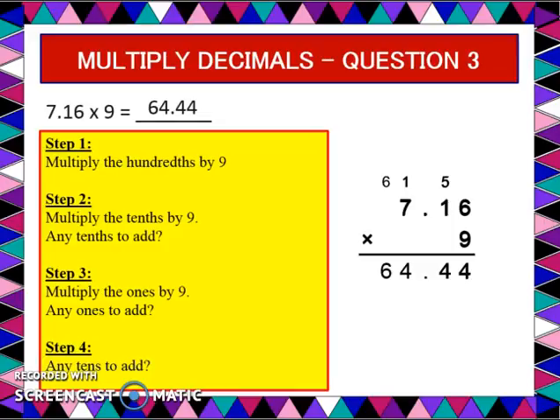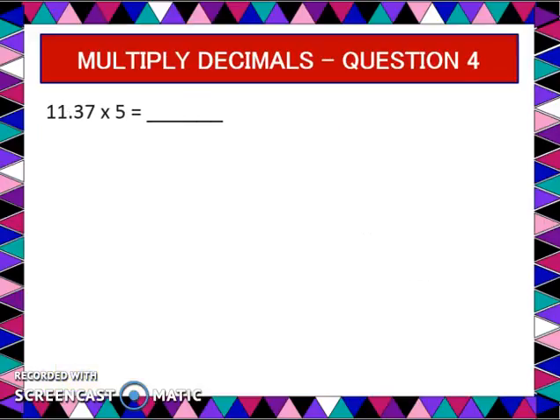Alright, let us try another question. This time round, I will not provide any tips or steps because I believe each and every one of you can do this on your own. Just like the previous question, you may pause this video to work out the multiplication, and I will get back to you in a while to check those answers.